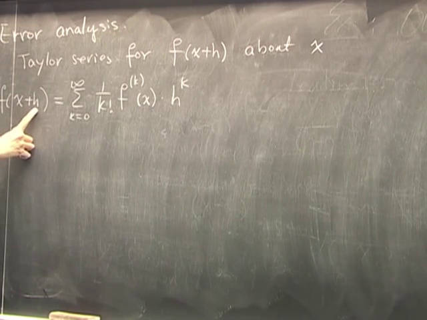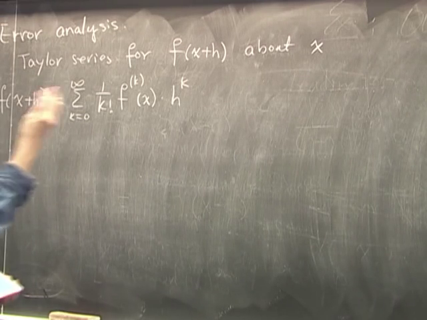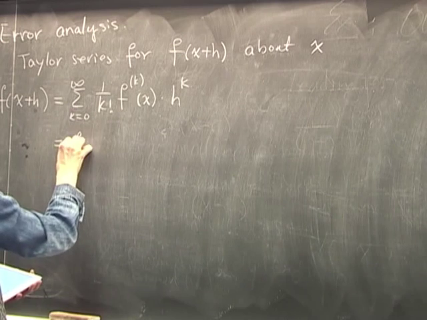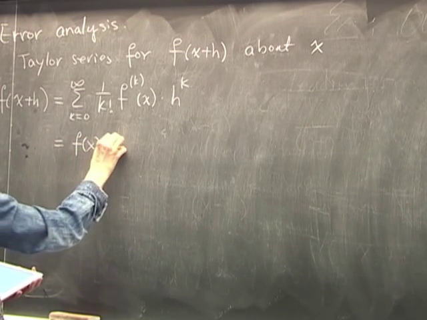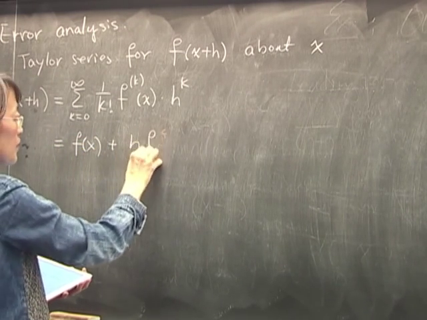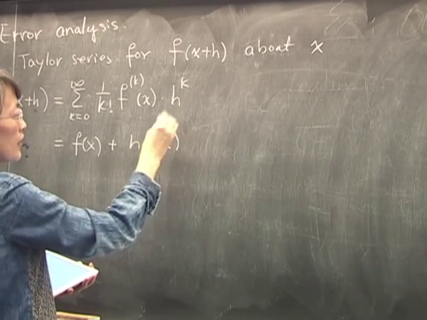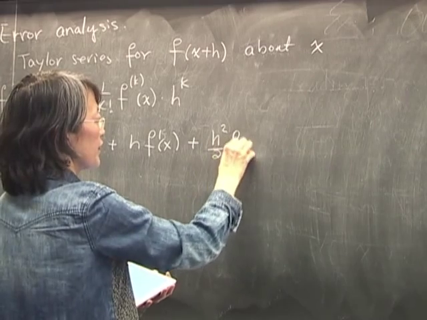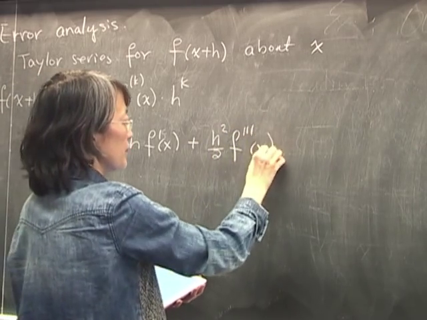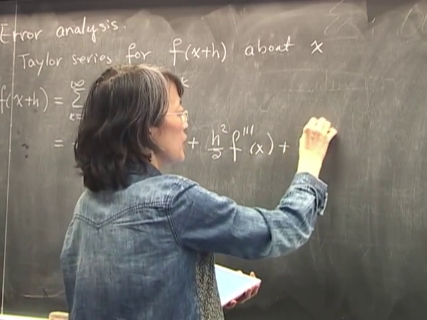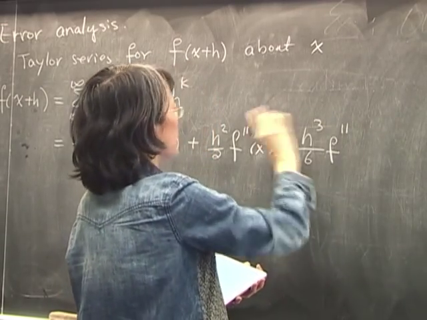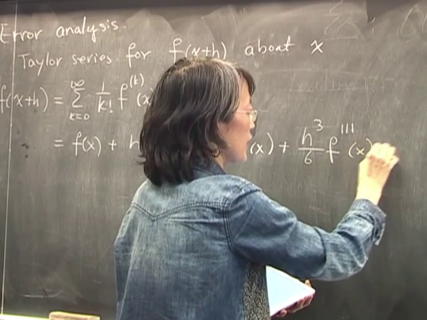And keep in mind h is very small. Okay? Well, I can write out a few more terms. Let's say if I write out the first term, it will be f of x. The second term will be h times f prime of x. And then I'll have h squared over 2 times f double prime of x, plus, okay, take one more term, h cubed over 6 times f triple prime of x, plus.